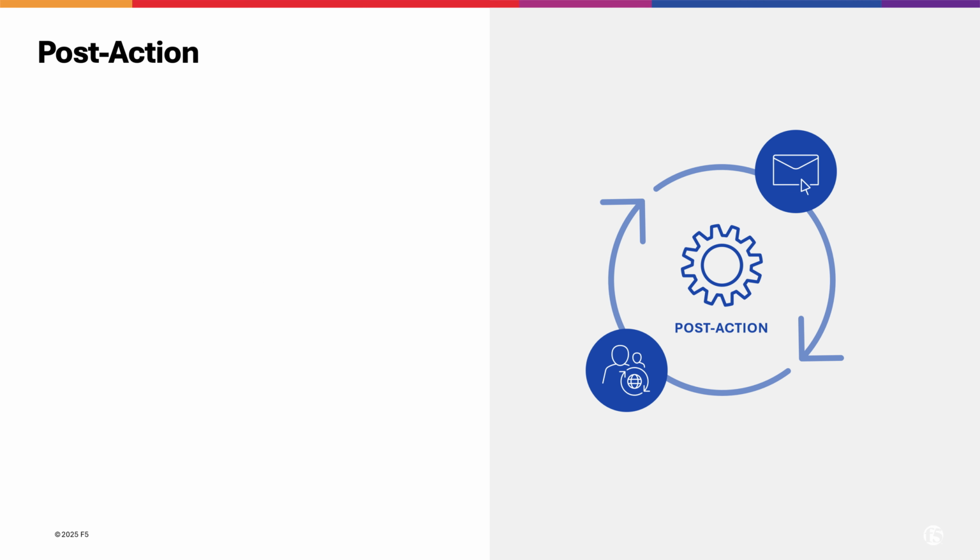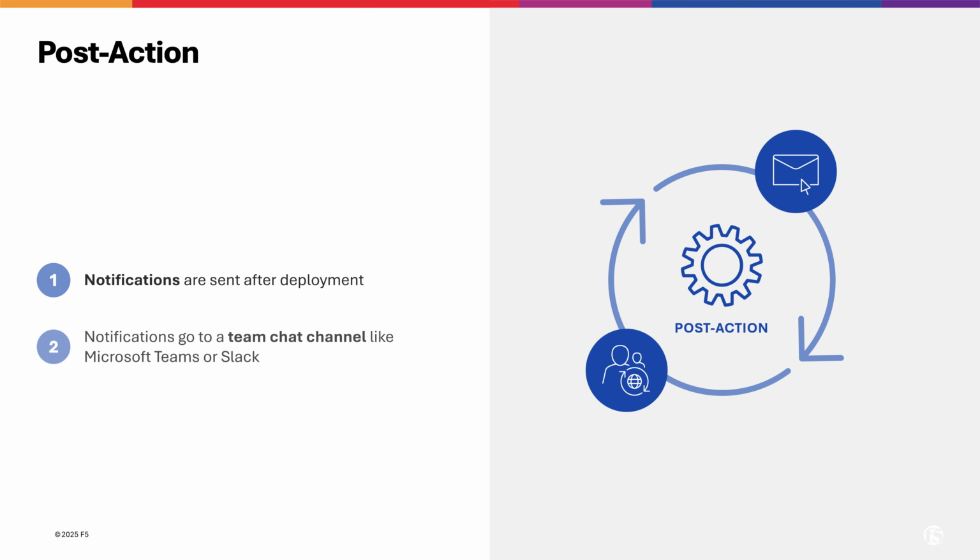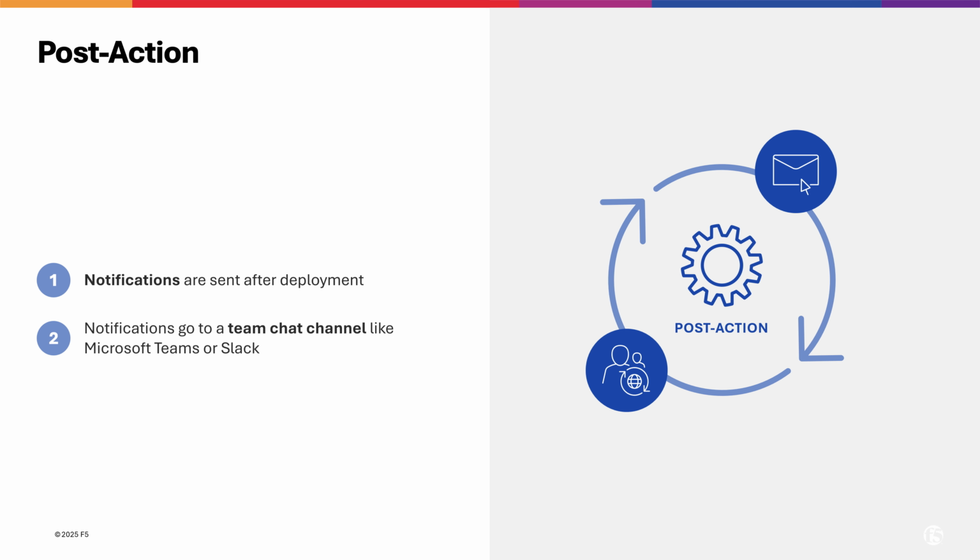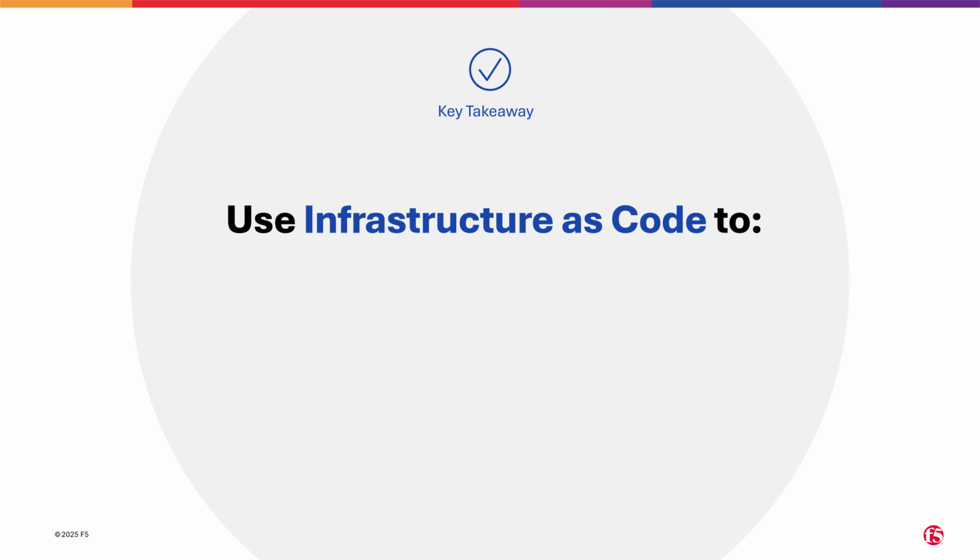Finally, the pipeline can include a post-action stage. In this stage, notifications can be sent after deployment. These notifications might go to a team chat channel like Microsoft Teams or Slack, or they might create an incident to ensure visibility of the deployment outcome. Automation eliminates the errors and delays caused by manual processes.